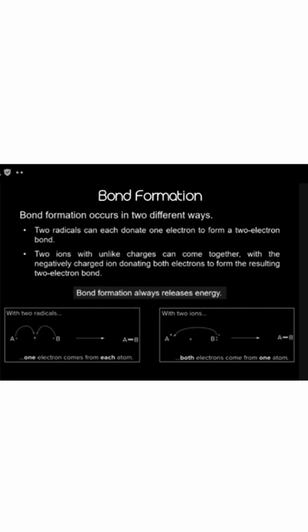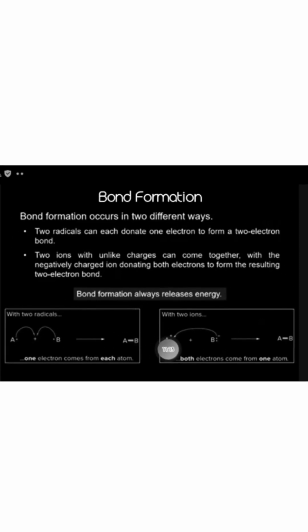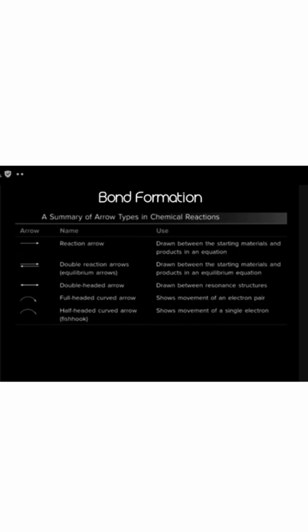Now this is the concept of how bonds are formed. At the first point, it is said that if two radicals are there, then each will donate one electron and they form a two-electron bond. And if two unlike charges are there, then the negative charge will donate its electron pair, and then the bond is formed. This is all about the arrows.